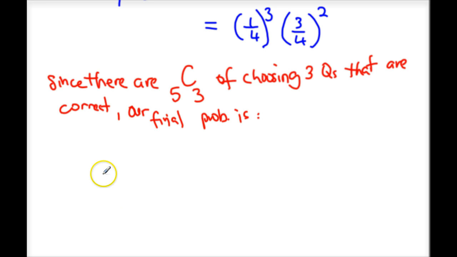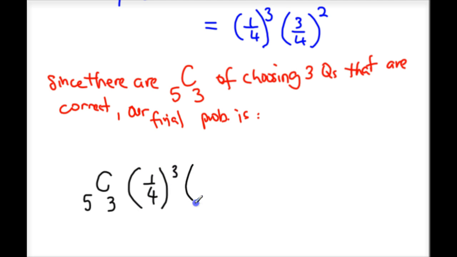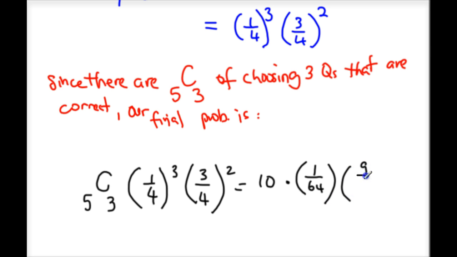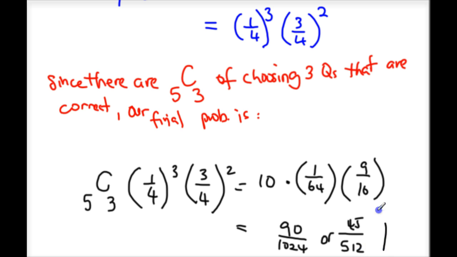So the final probability will be written as C, 5 choose 3, times a quarter to the third, that's my 3 questions, and then the probability of getting those 2 wrong. This can be simplified. I'm going to do it piece by piece, which is 1 over 64 and 9 over 16. Put all of this in my calculator. I should get 90 over 1024 or 45 over 512. Either one is fine because I didn't say simplify.